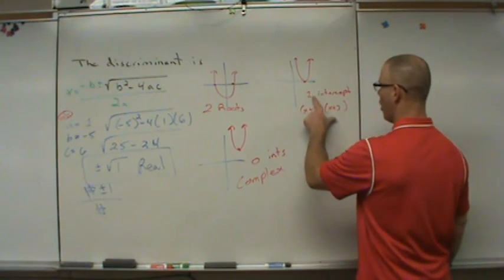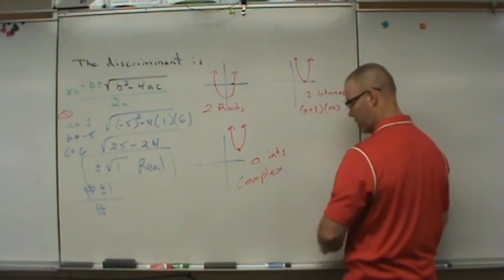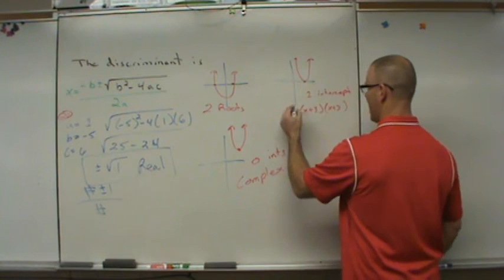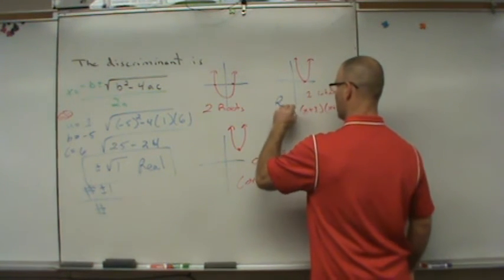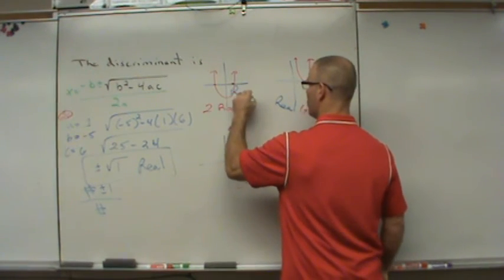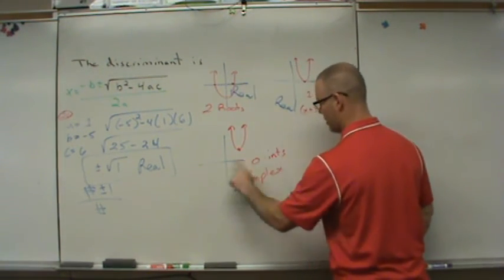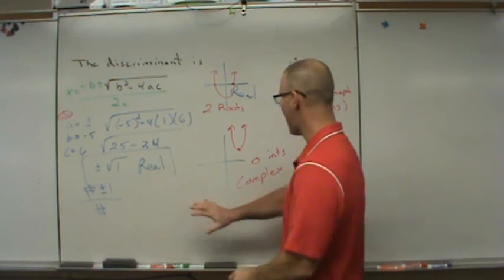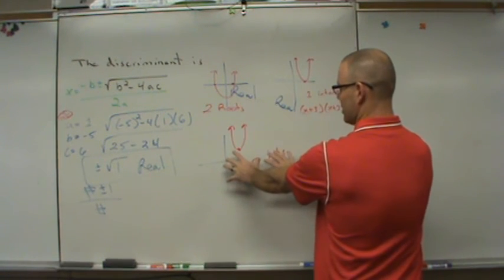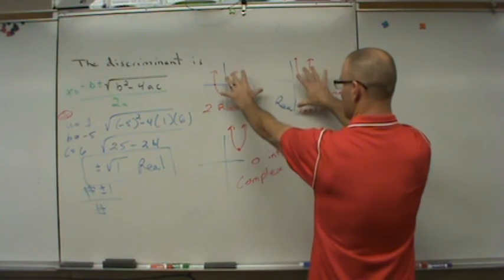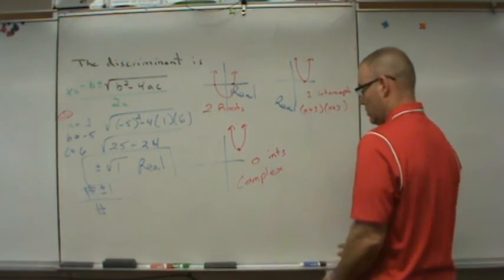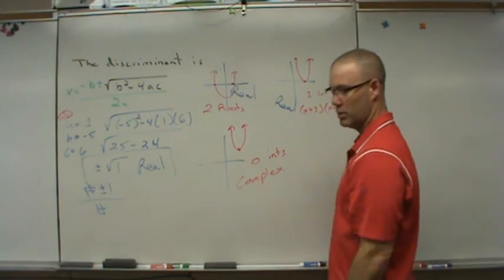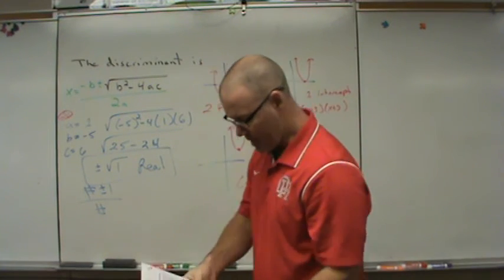So if you get 1 repeated factor, that's real. And I'll even put that up here. This would be real. This would be real. This one down here is complex. So visually, if you get a negative radical, it's going to look something like this. If you get a real solution, it's going to be something like one of these 2. That's it. It's just complex or real. Those are the only 2 things. And that's what we're going to work on.